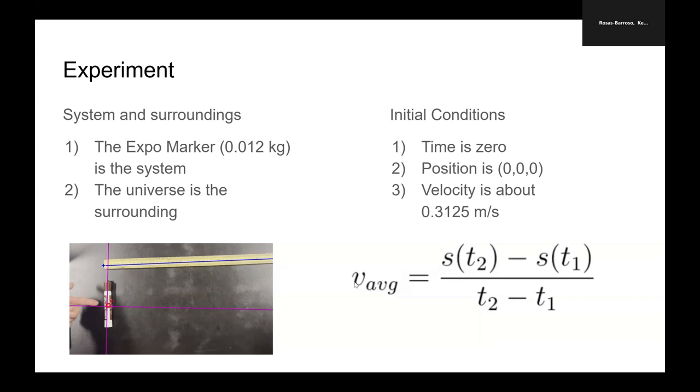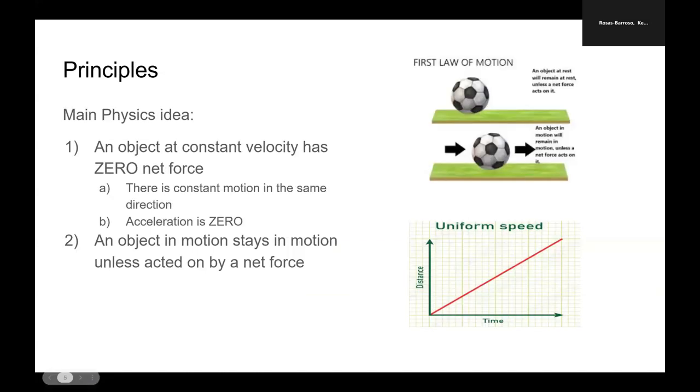the average velocity equation. So the main principle present within the experiment is Newton's first law, which states that an object at rest will stay at rest unless acted upon by a net force. And so since the speed of the object is not changing, it should theoretically have uniform motion, since the net forces acting on the Expo marker sum to zero, as shown in the position-time graph. This graph showcases that the slope of a position-time graph is constant, which means that the position is changing at the same rate.